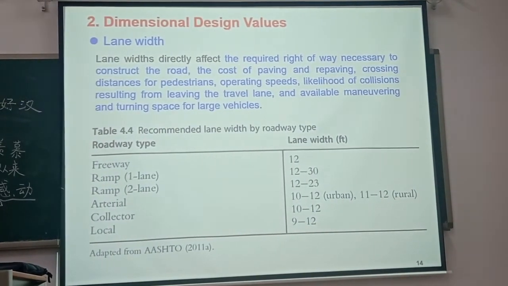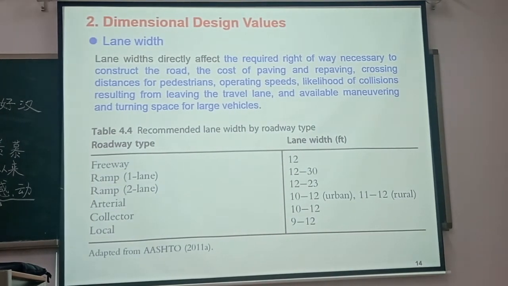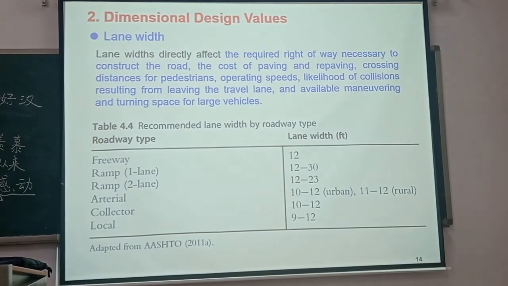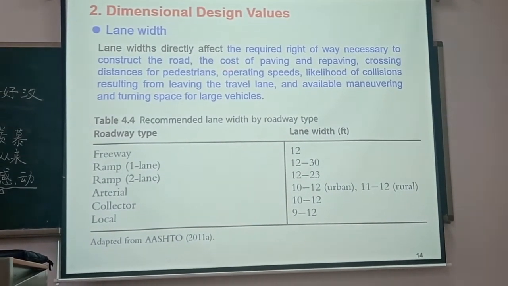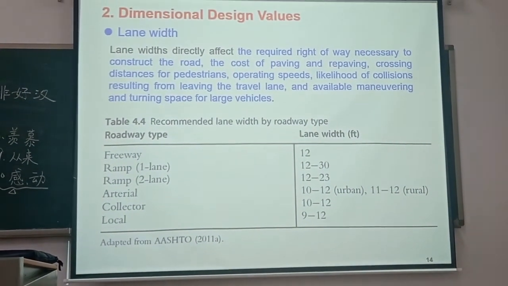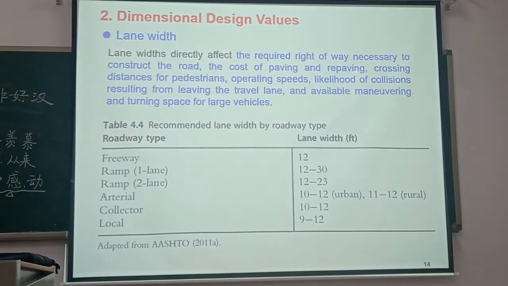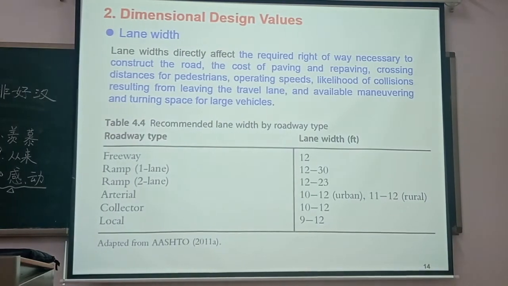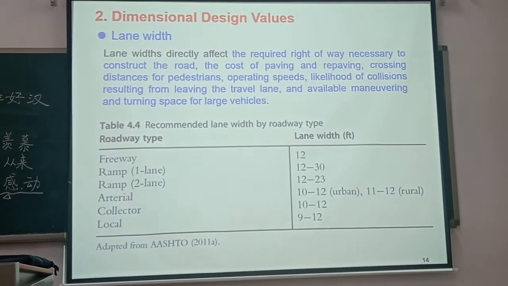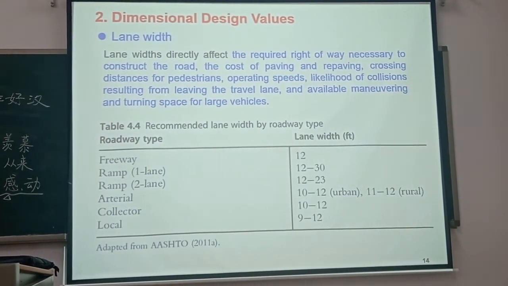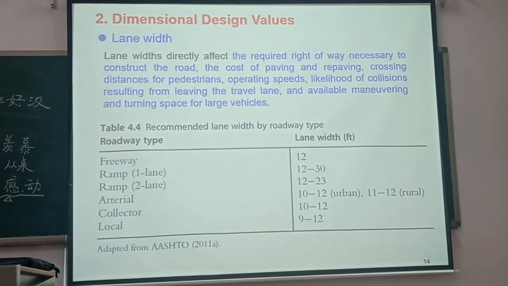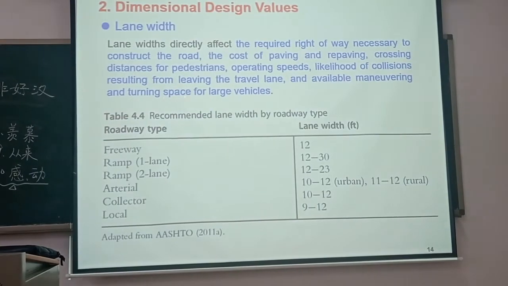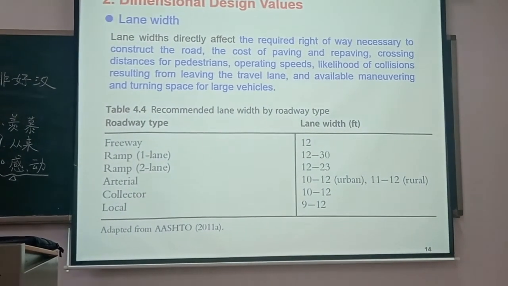One is the required right of way necessary to construct a road, and the cost of paving and repaving, crossing distance for pedestrians, operating speed, and the likelihood of collisions resulting from leaving the travel lane, available maneuvering and turning space for large vehicles.